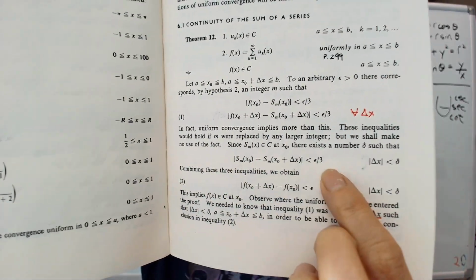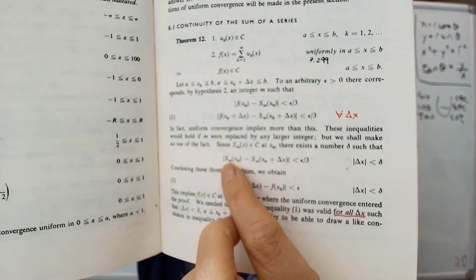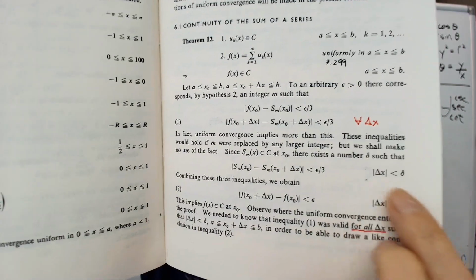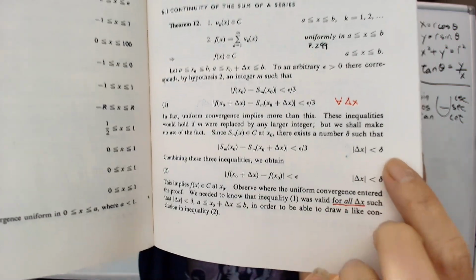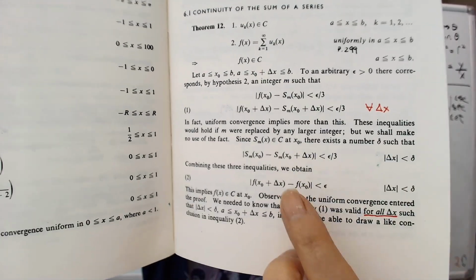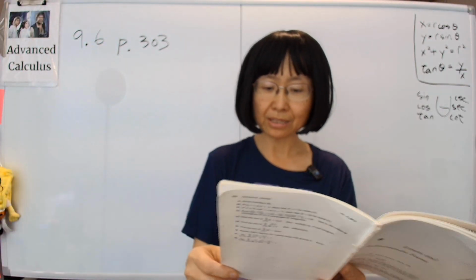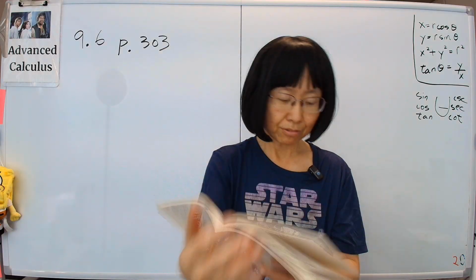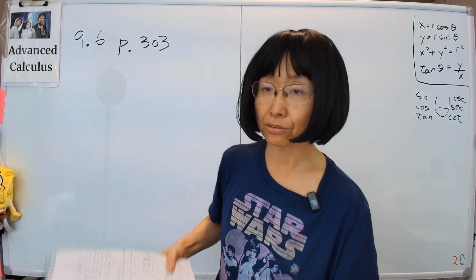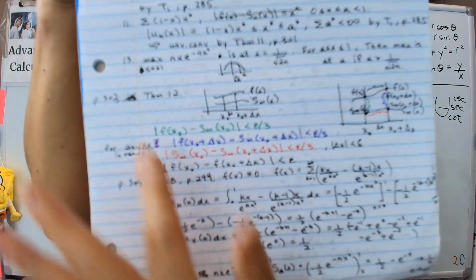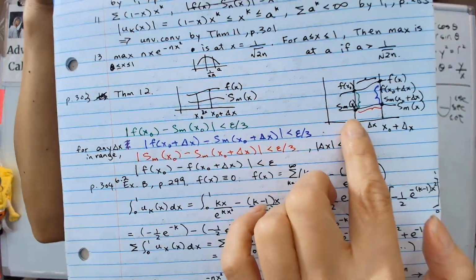But this is only possible because S_m(x) at the partial sum is a continuous function. At this point, we're restricting delta x to be less than delta to make this possible. So now we have three inequalities, and once you combine the three inequalities, we will get the last inequality, which is what we want. To combine these three inequalities, I've drawn a graph here, which I think the book should have drawn.